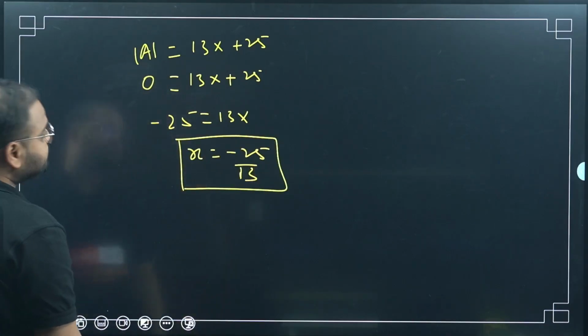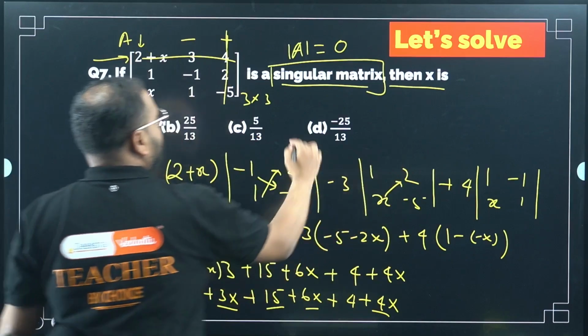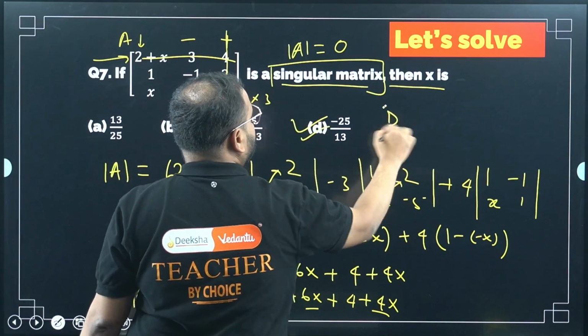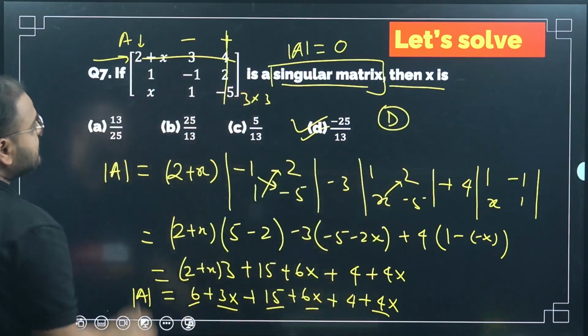Okay, please check. X is option D. So option D is my correct answer. Simple, very simple. Let's move on.